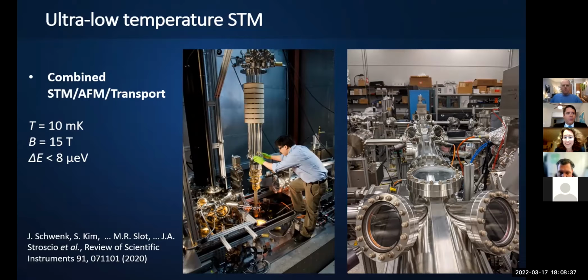We work at low temperature, 4 Kelvin, or here even 10 millikelvin. I think for most of you, this is a familiar picture of a dilution refrigerator. Here we can apply magnetic fields up to 15 Tesla, with energy resolution better than 8 microelectron volts. This is all in my lab at NIST, where I work with great people under the guidance of Joseph Stroscio. Much of the work that I will present now is also carried out at Utrecht University in the Netherlands, with Ingmar Swart, and there we worked at 4 Kelvin.